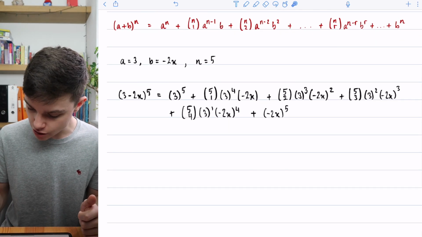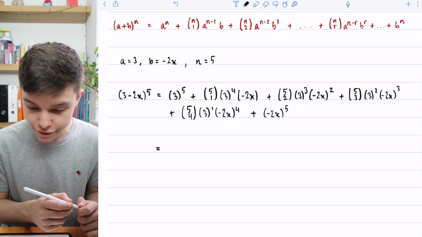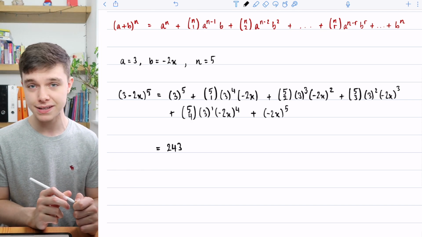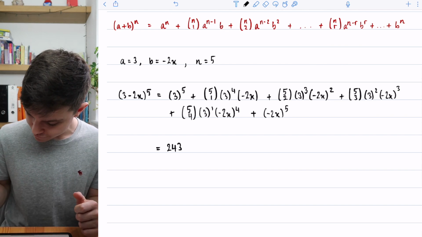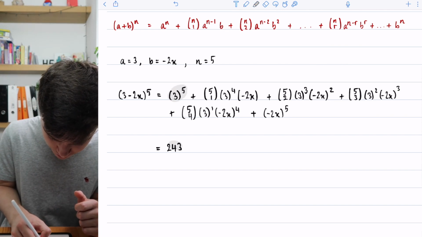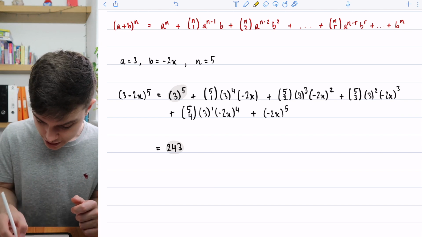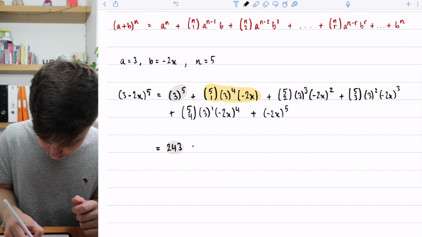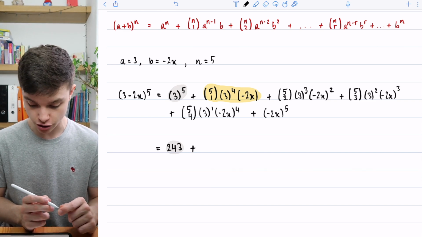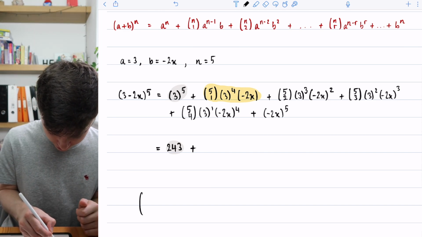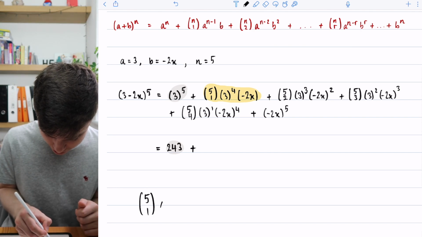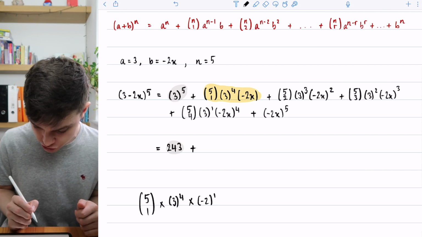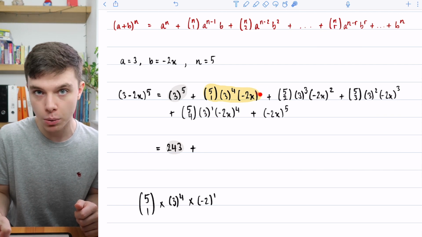So, let me show you what I mean. 3 to the 5 is 243. Okay, so that is my first term. And in fact what I will do is highlight that term came from there. The second term is going to come from the yellow, and let's first of all do the coefficient. The coefficient will come from this, 5 choose 1 times 3 to the 4 times minus 2 to the 1, we just don't need that power of 1.